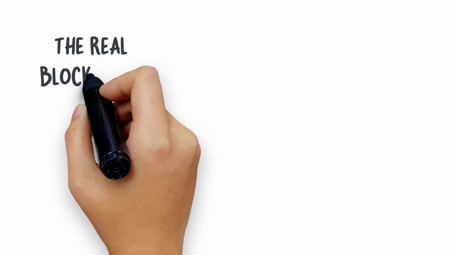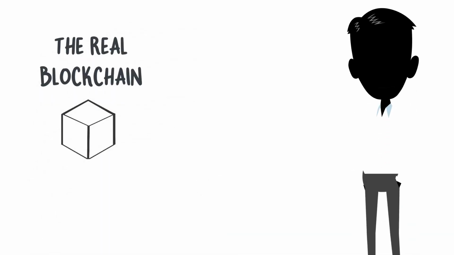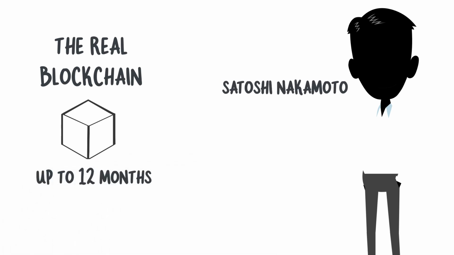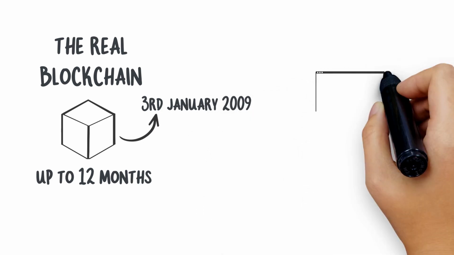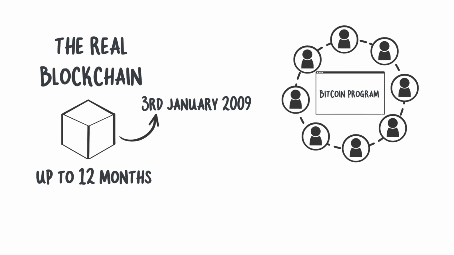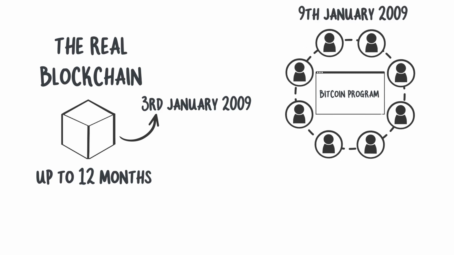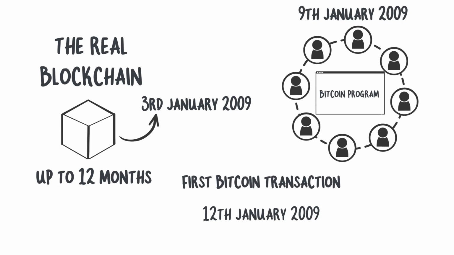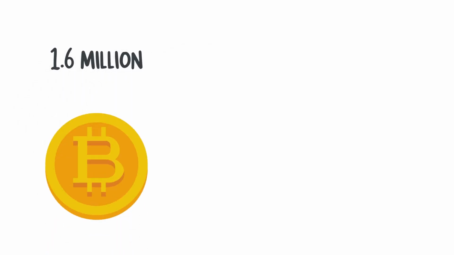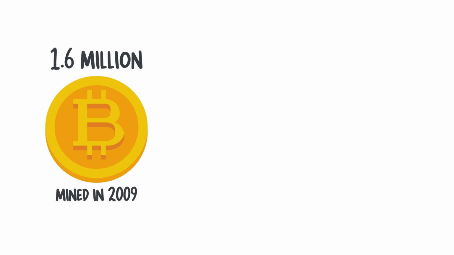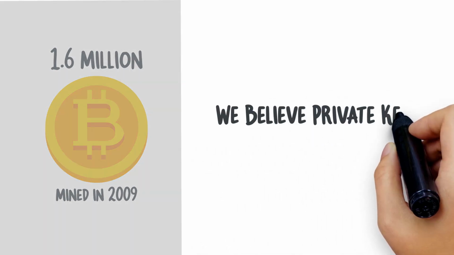In reality, the real Bitcoin blockchain was originally mined mainly by its creators, Satoshi Nakamoto, for a period of up to 12 months before any significant number of other participants joined the network. The first block was mined on the 3rd of January 2009, and the first open-source Bitcoin client or program was released to the public on the 9th of January 2009. The first Bitcoin transaction was made on the 12th of January 2009, about 10 days after the first block was mined. The huge majority of the estimated 1.6 million or so Bitcoins, which was mined in 2009, have never been moved, and it is believed that the private keys to these have been lost.